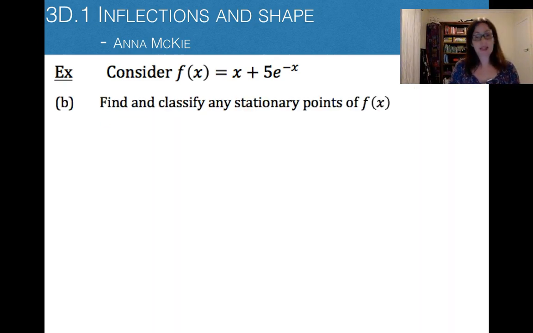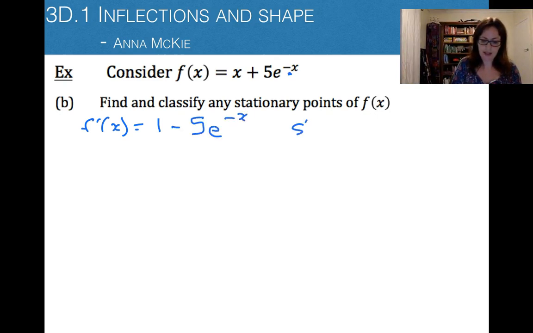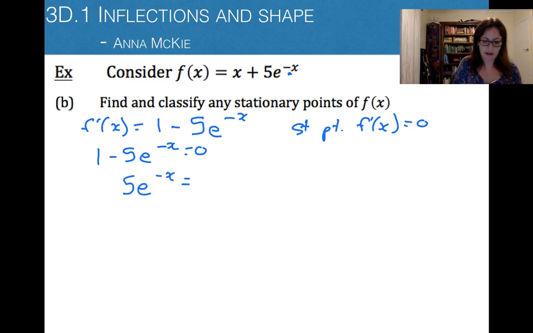Now, classifying any stationary points, so we have to differentiate. Differentiating x is 1, differentiating the e function, you copy and paste, and differentiate the power. I'm going to jump straight into what the answer would be there. Now, stationary points are at f dash x equal to 0, so let's put that equal to 0 and try to solve. So you'd rearrange and see what you get. Now, we've got that, so we're trying to solve for x.